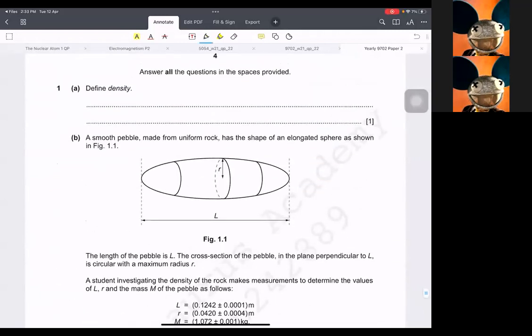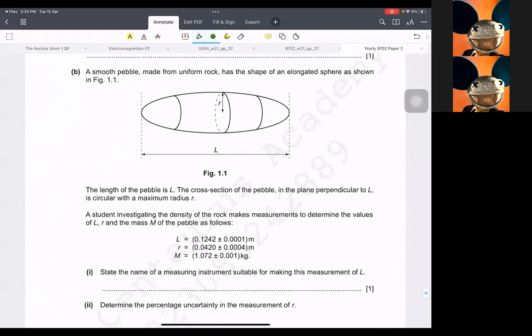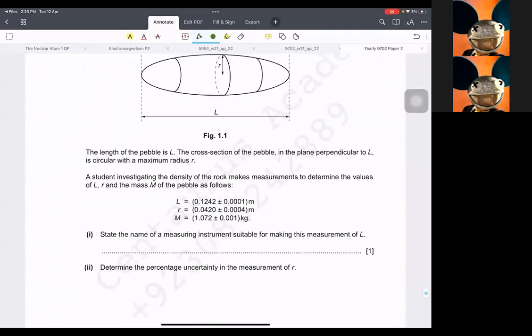So density. First of all, density is mass per unit volume. Even if you write mass divided by volume, it's all right in this one, but not always. So it says length of a pebble is, okay. If you look at it, this basically has a very small uncertainty, about 0.1 millimeter. If you remember, 0.1 millimeter is for vernier caliper. It is not for micrometer, so do not write micrometer.